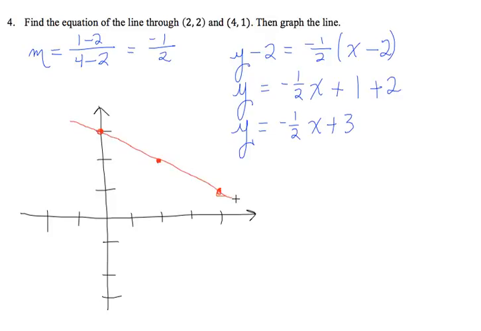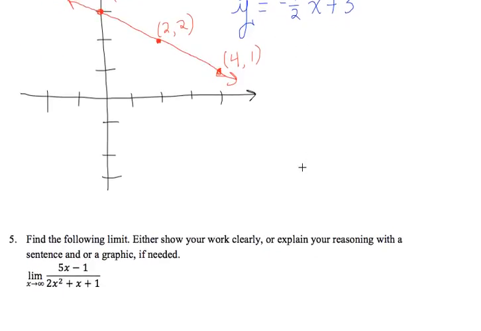You could keep going to get the x-intercept as well, but I didn't draw my graph big enough to do that. Okay, it's always good to label points, especially if they're kind of unclear, if you're a little bit messy. Okay, so there's a good graph of that line.